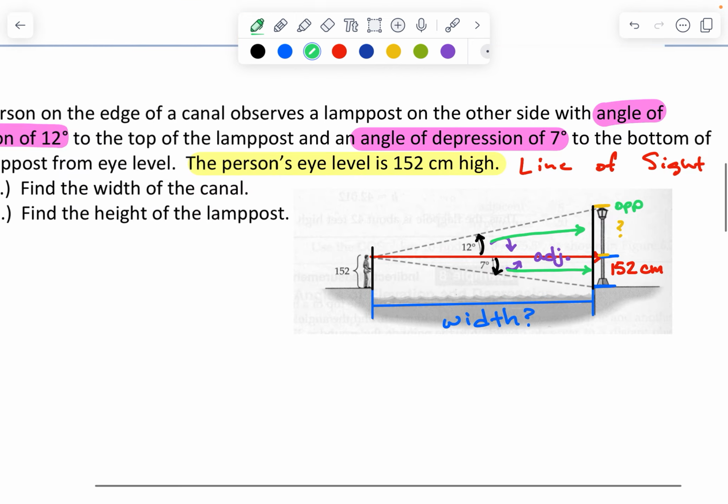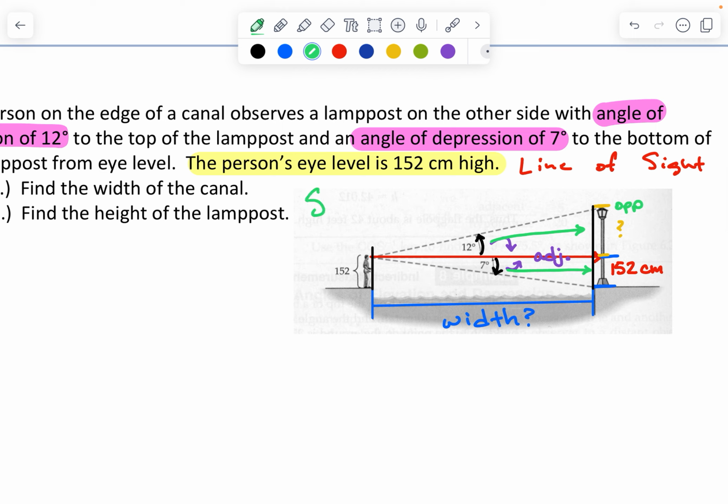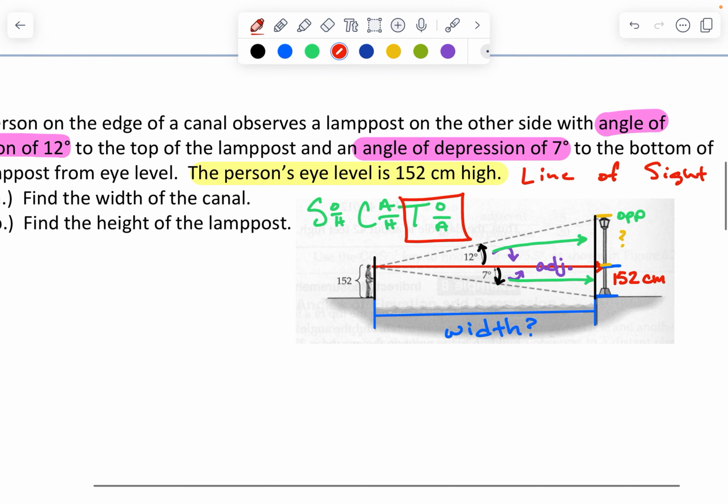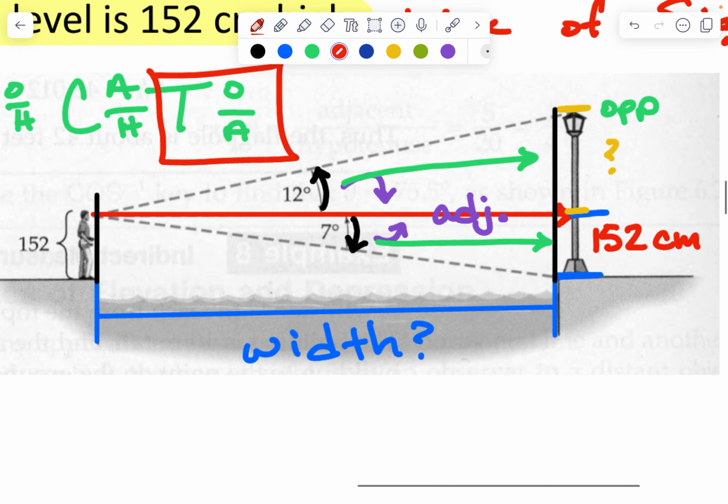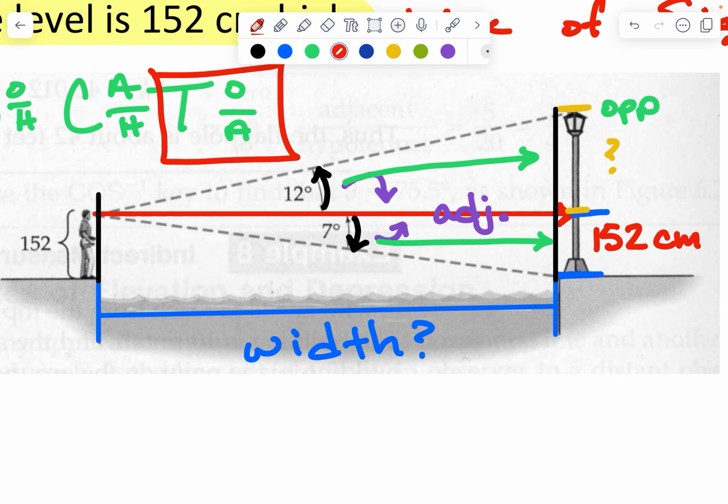So, which trig function uses opposite and adjacent? That would be tangent. So, ultimately, I need to try to find the adjacent first, then find this opposite. I need to find the adjacent first, then the opposite. So let's start with the adjacent. I need to use the triangle that I know the most information on.